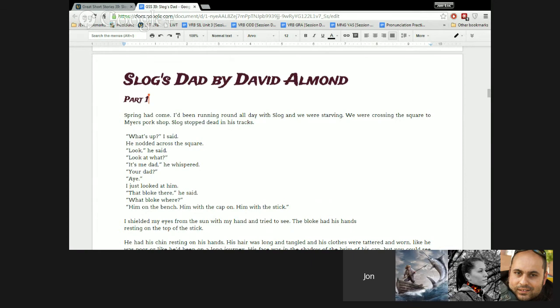So in the beginning of the story, the first thing we find is that his son, Slog, sees his father. And the narrator, Davy, is a little bit worried because he knows that his father is dead. So something is not right here. And the question is, is something wrong with Slog? Or is it really his father?